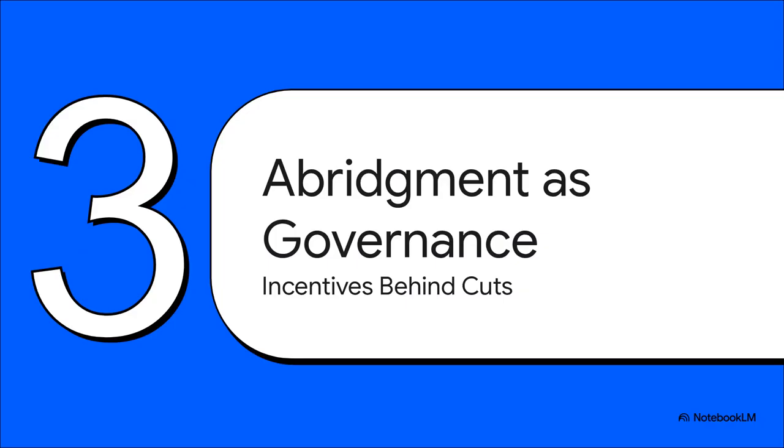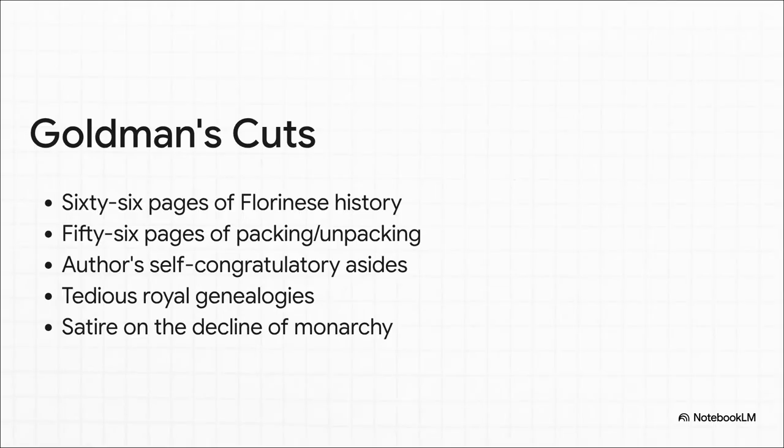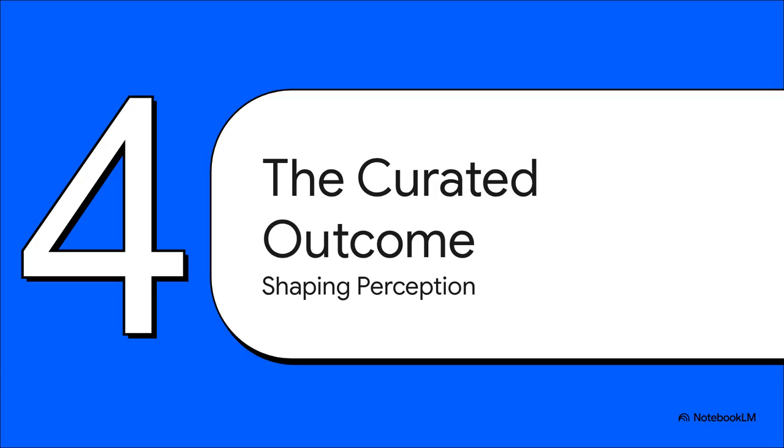So, how does this filter actually govern the story? Well, it really all boils down to the incentives behind the cuts. What gets to stay, what has to go, and maybe most importantly, why. I mean, just check out what Goldman says he cut out. Get this, 66 pages on the history of Florin, 56 pages of packing and unpacking, tedious genealogies. By cutting out all the so-called boring parts, Goldman isn't just editing, he's governing our experience, optimizing it for pure entertainment.